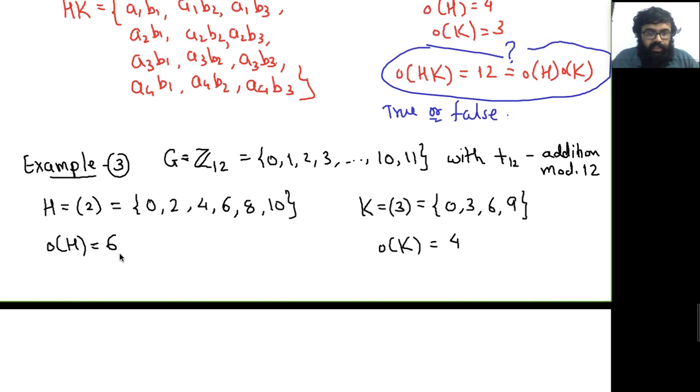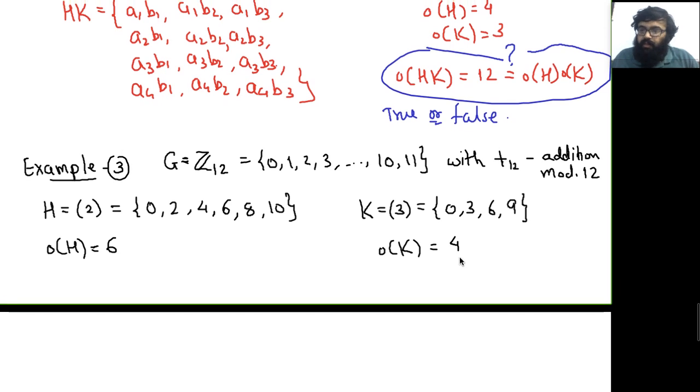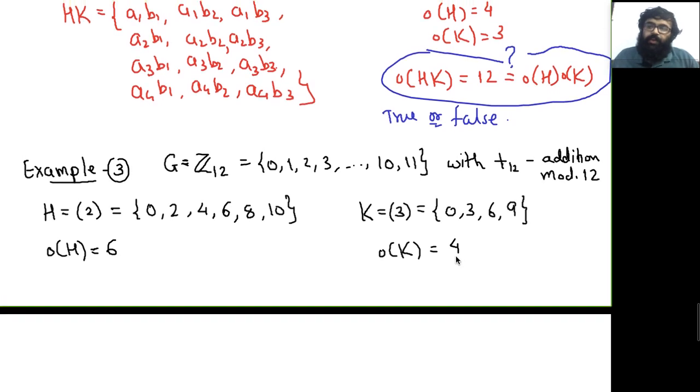So here there are 6, here there are 4. Why it is not going to happen, you can clearly tell from this. HK is anyway a subset of G. And H is a subgroup, K is a subgroup. So if I take an element of H, an element of K, and take the product, they are ultimately elements of G. So the product is also in G, as G is closed. Here G has 12 elements. So it cannot be 6 times 4, 24, or 6 plus 4, 10, either.